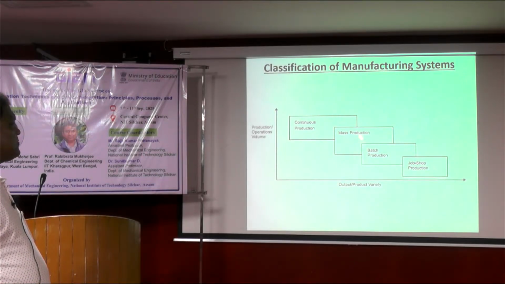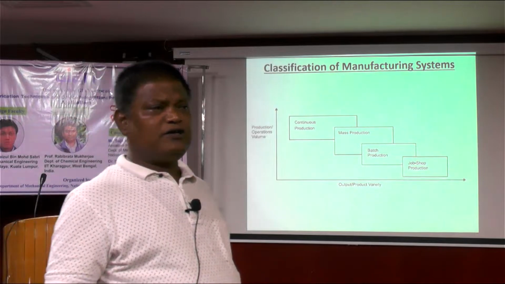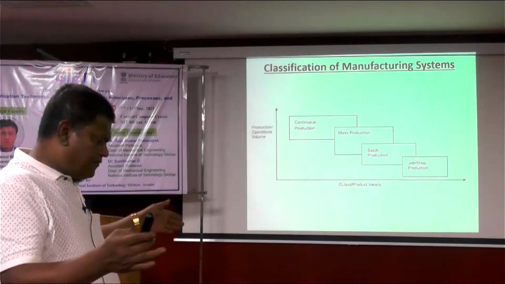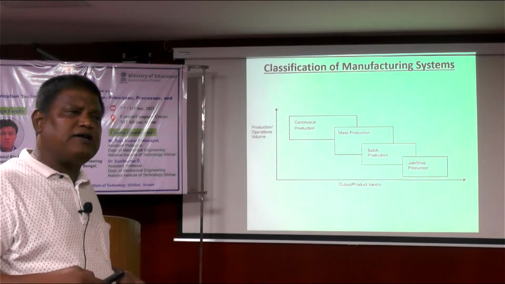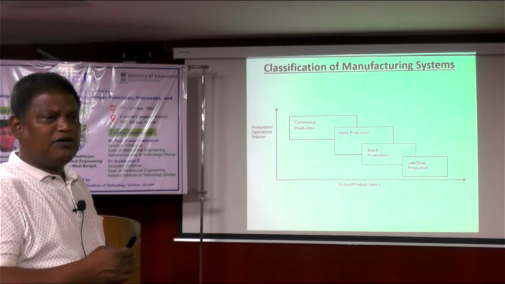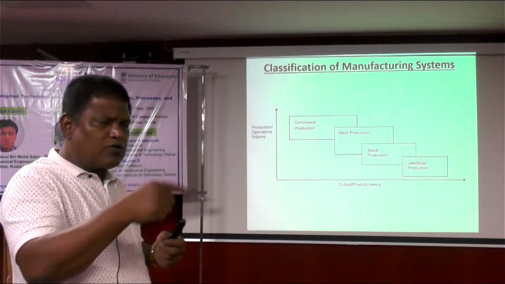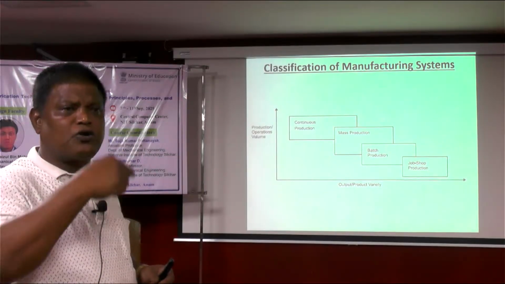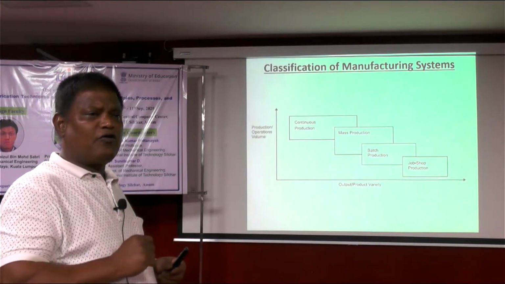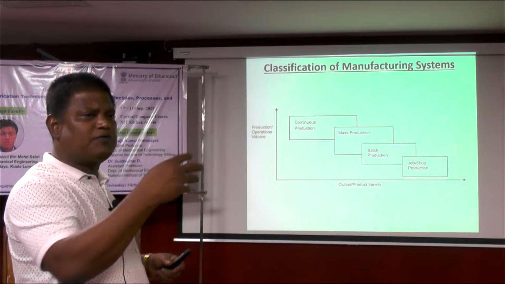Look, continuous production, mass production, batch production, job shop production. Job shop production means it is versatile in nature. Suppose I have one lathe machine, that means I can do a variety of work. What is variety of work? If somebody comes and says I want this bore diameter increased, I'll do it. I want this diameter reduced, I can do that. Or this threading is done, I can do that.